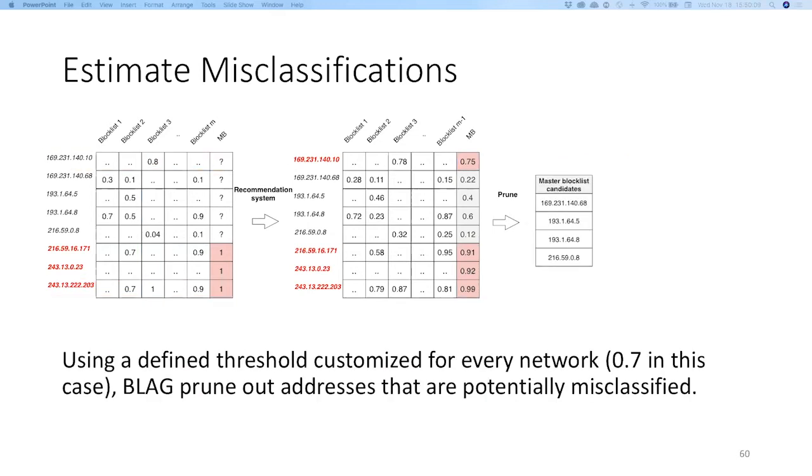Then BLAG goes ahead and sets a threshold for every network and prunes out all the misclassifications which have been recommended. So in this example, out of the 8 addresses, 4 addresses have been pruned out because the threshold is set to 0.7, and 4 addresses have a score greater than 0.7.